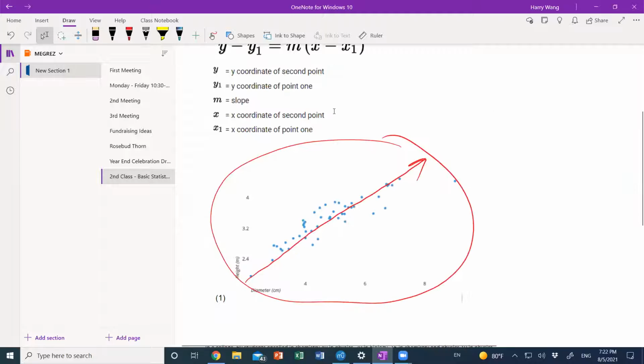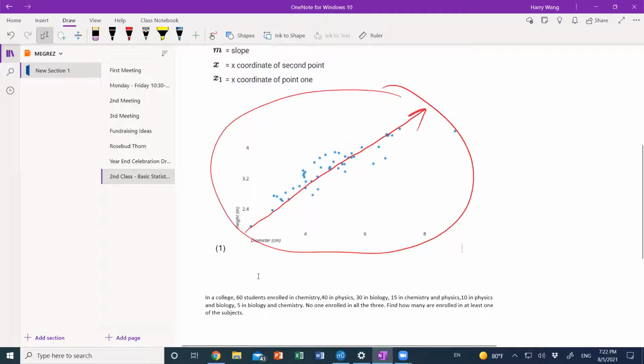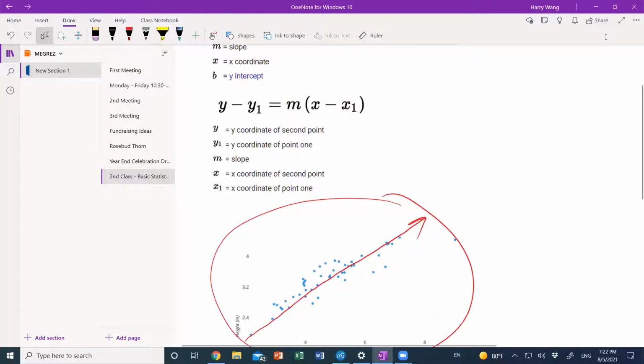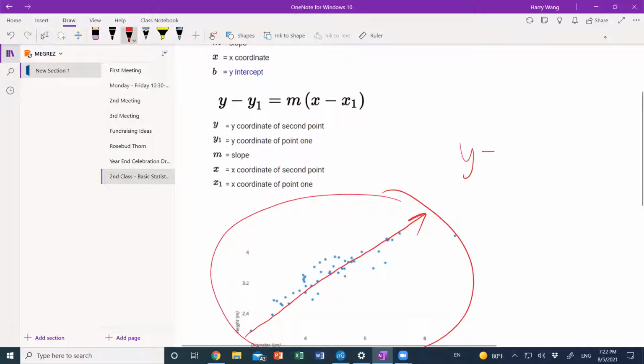Now for y, when we define a line like this, we're not too worried about solving for y or x, so we'll just leave them as they are. We're concerned about solving for m and solving for b. So we can simply put the formula here, y equals mx plus b. M is the slope, and b is the y-intercept.